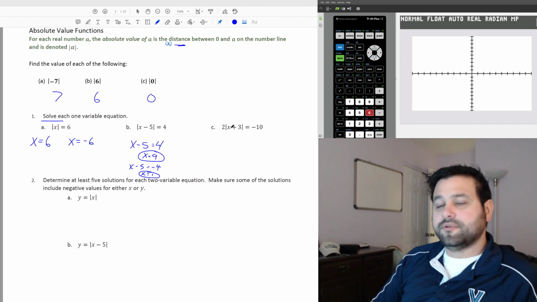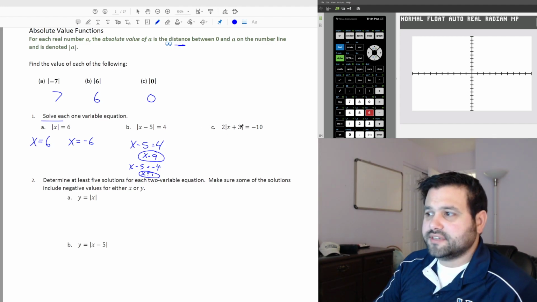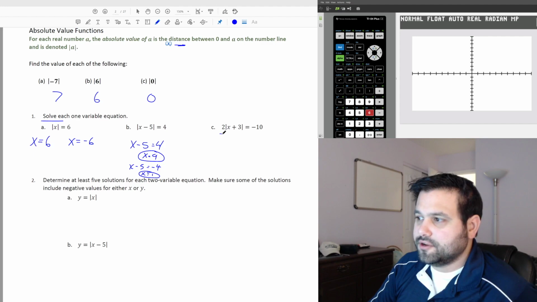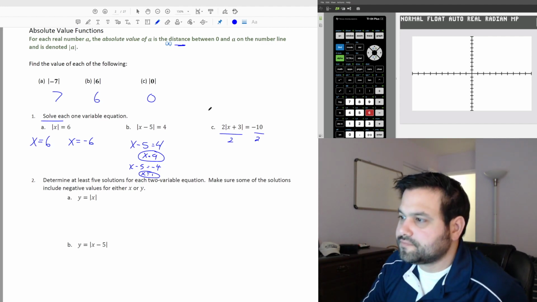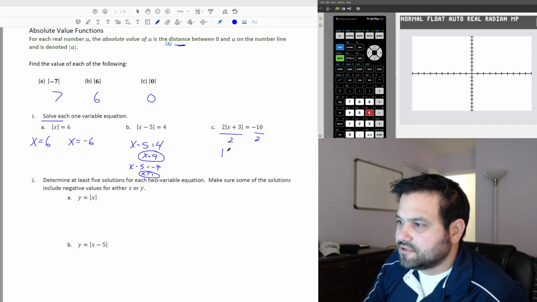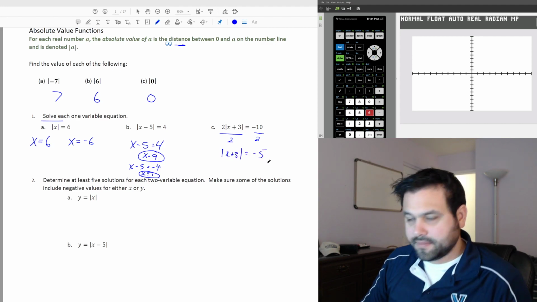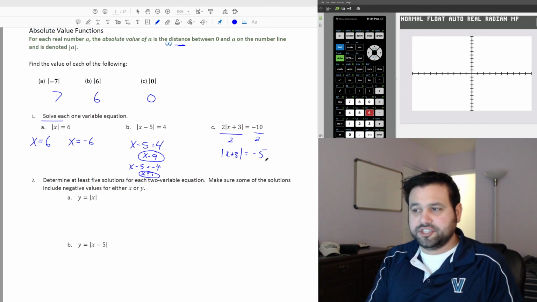So here's an example where the absolute value is not by itself yet. So the first step we would have to do is divide by 2. Remember that first step is just to get those absolute value bars by themselves. Now that's going to leave us with the absolute value of x plus 3 is equal to -5. So from here we could do what we just did in part B.